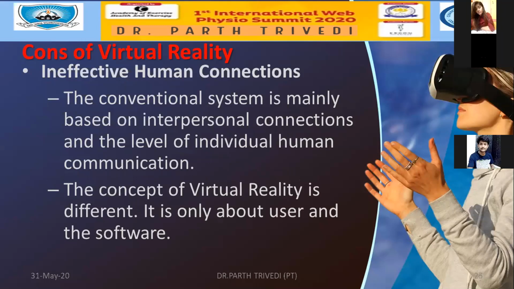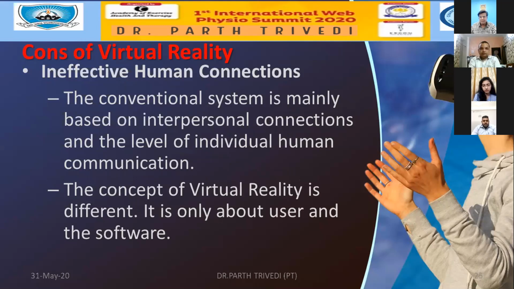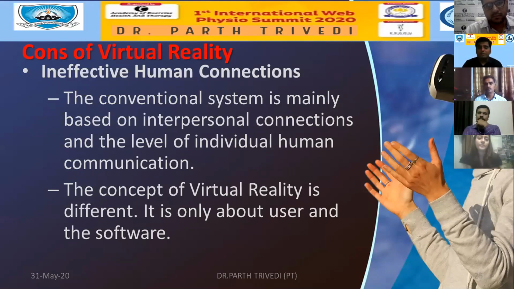A therapist going to the ICU and giving a treatment, probably a doctor going to treat in the ICU, and then suddenly coming into a virtual environment. So this patient is seeing that artificial environment coming into the picture again and again. So there is an ineffective human connection in this.